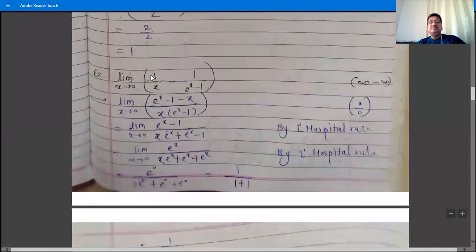Okay. So next example, limit x tends to 0, 1 by x minus 1 by e raised to x minus 1. If we substitute x as 0, then we have 1 by 0, that is infinity, and here we have e raised to 0 is 1, 1 minus 1 is 0. So 1 by 0 is infinity.